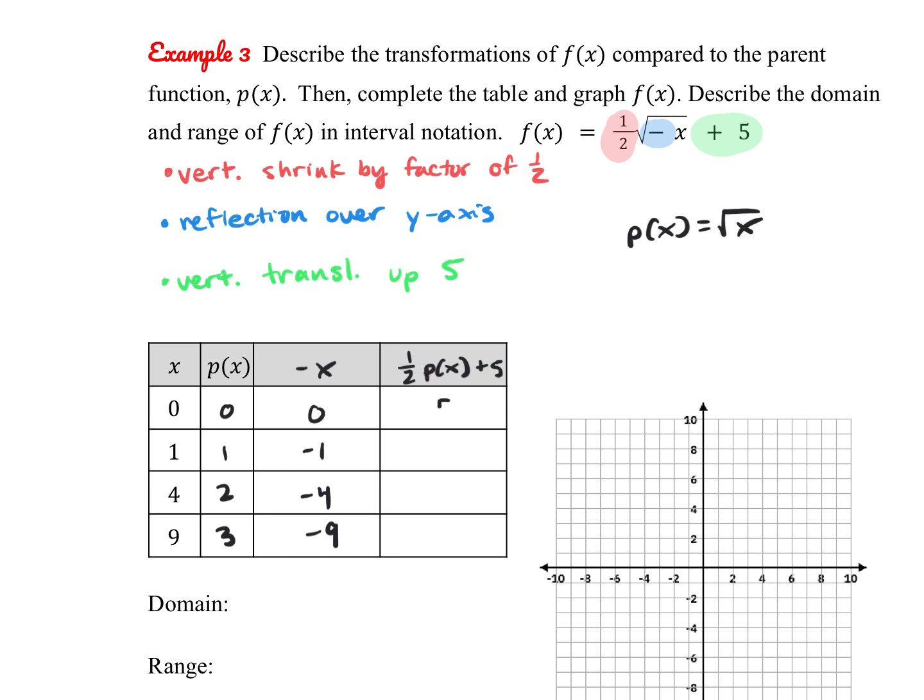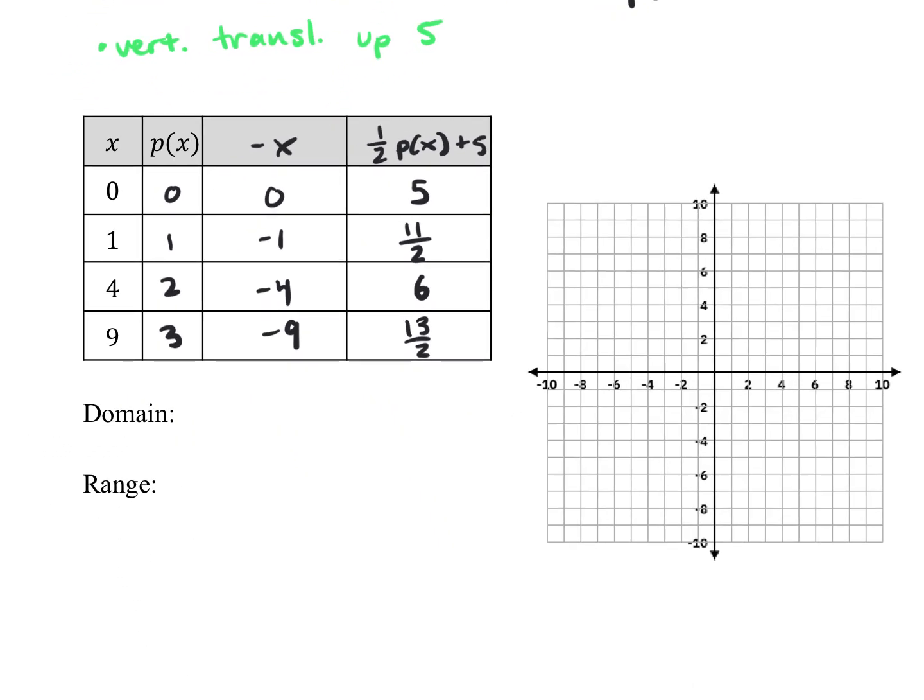So I have 0 plus 5, which is 5. I have 1/2 plus 10 halves, which will be 11 halves. Here, 1/2 times 2 is 1, plus 5 is 6. And then here, 3 times 1/2 is 3 halves. The 3 halves plus 10 halves is 13 halves. So let's plot those points.